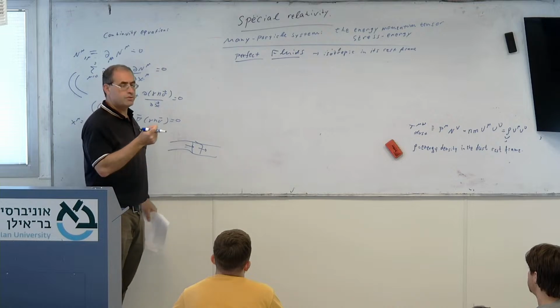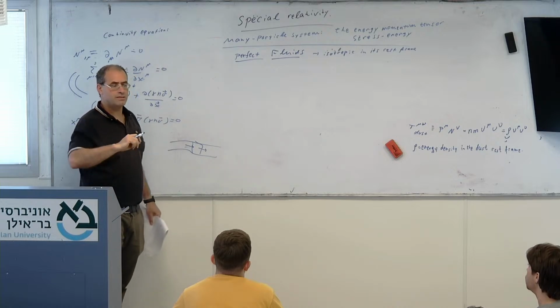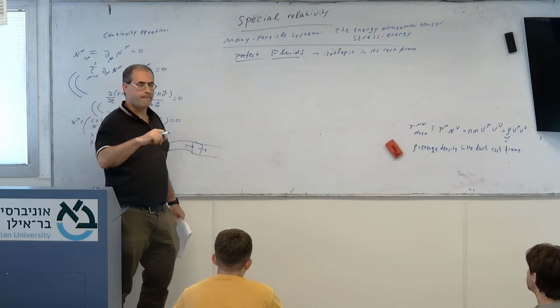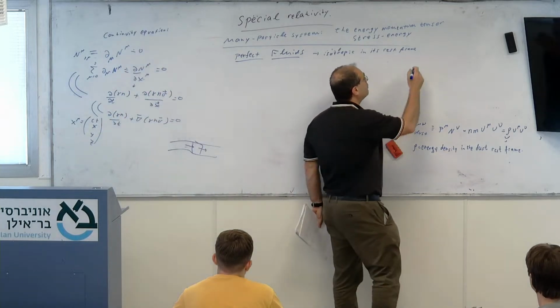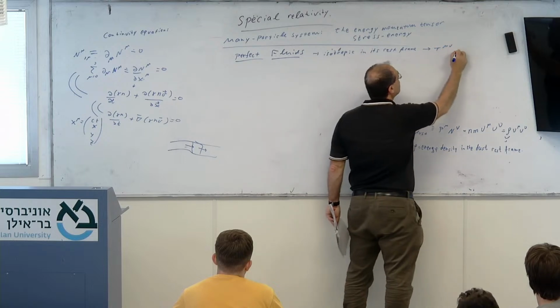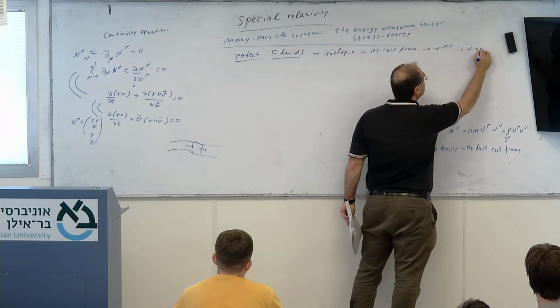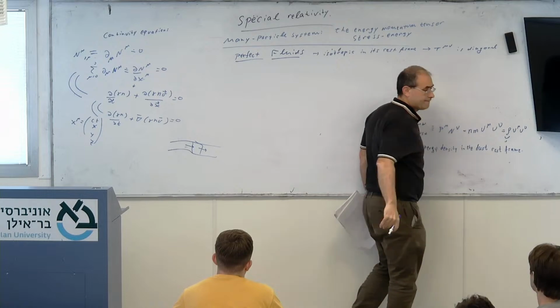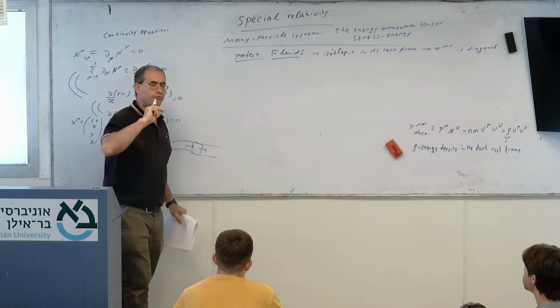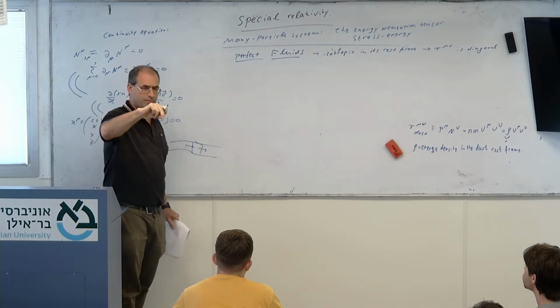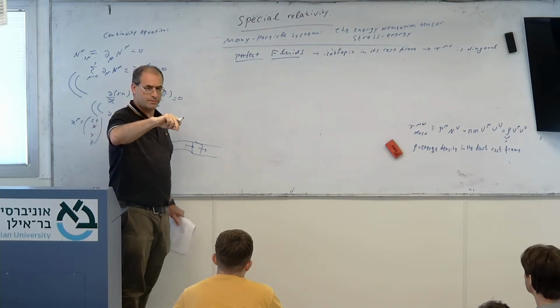So if it's isotropic in its rest frame, then automatically what does it tell us about T? It doesn't have any preferred direction. It has to be diagonal. T mu nu is diagonal, because there is no net flux of momentum through any boundary, basically.